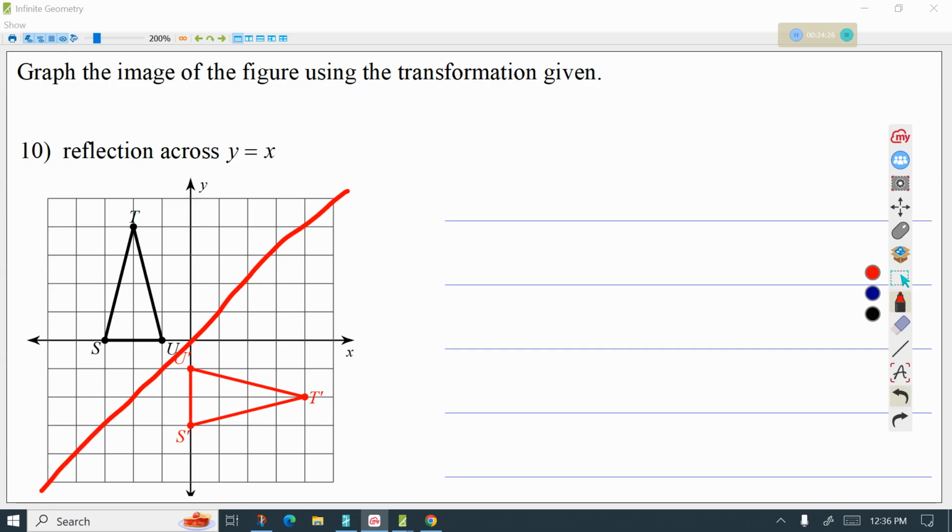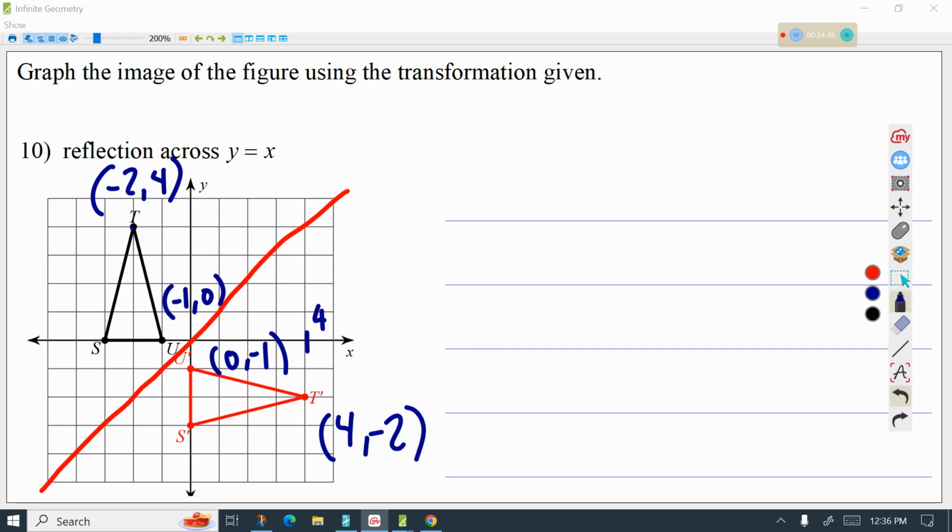All right, so what happened, right? Well, this point, that was the point -1, 0, what did it turn into? It turned into 0, -1, right? This point over here was the point -2, 4, all right? But it turned into this one, which is at 4, right? So this is the point 4, -2, because it's down 2. You see? They just switch, all right?